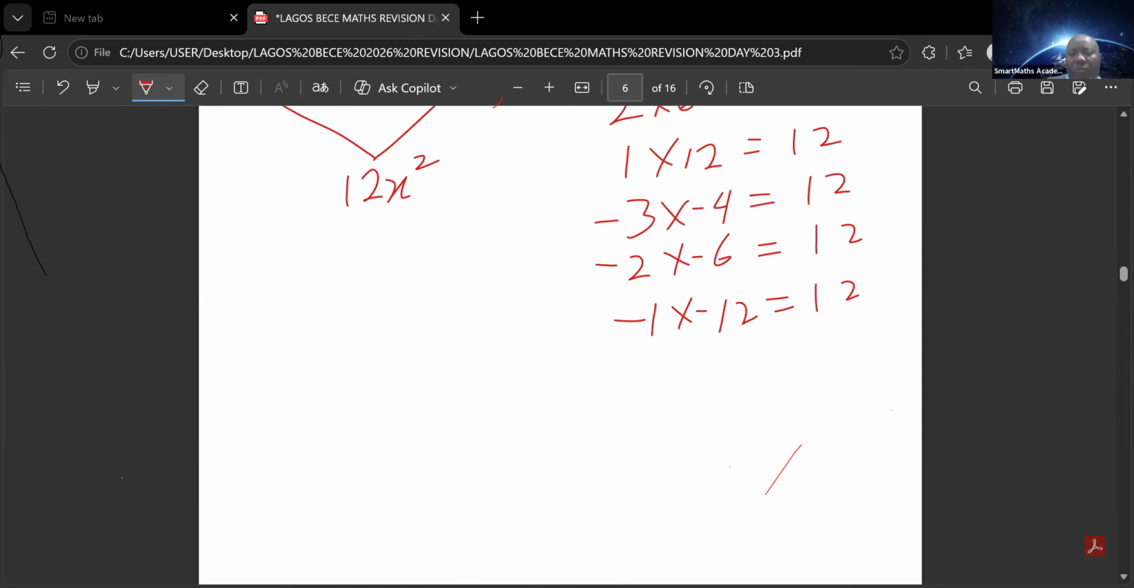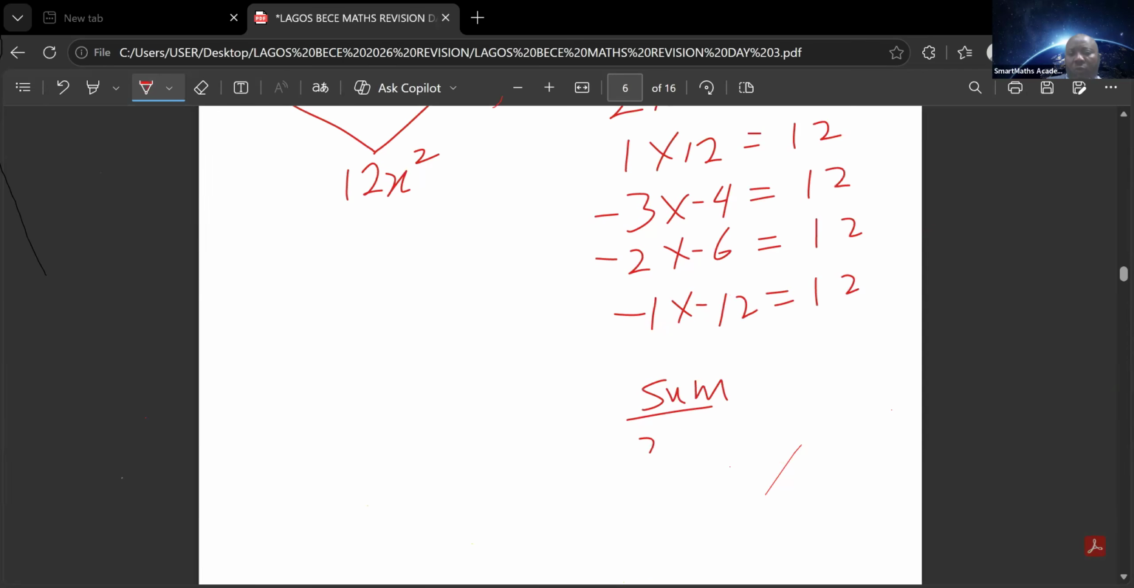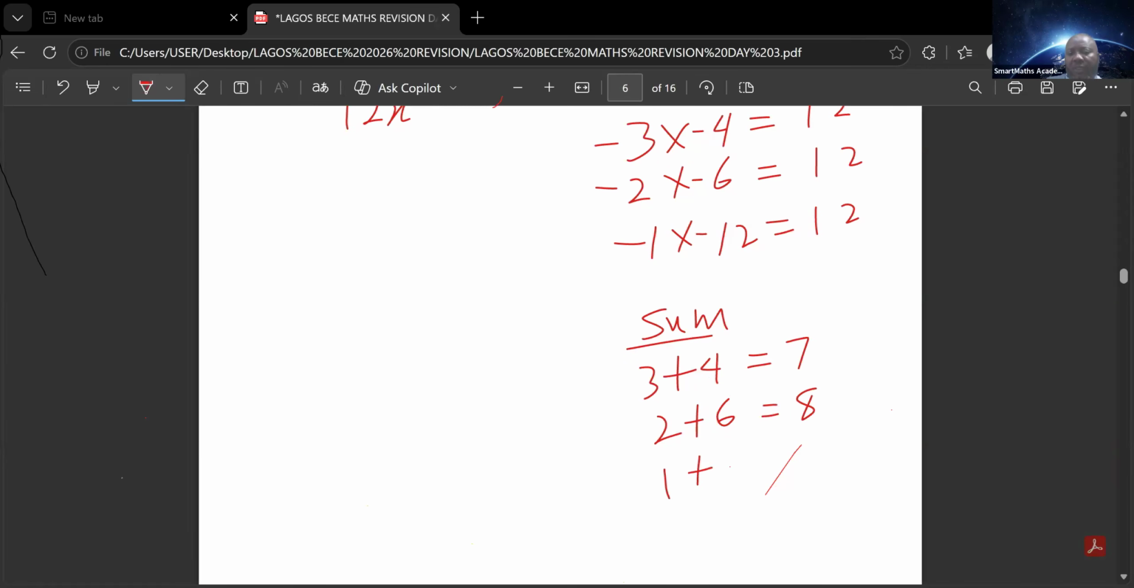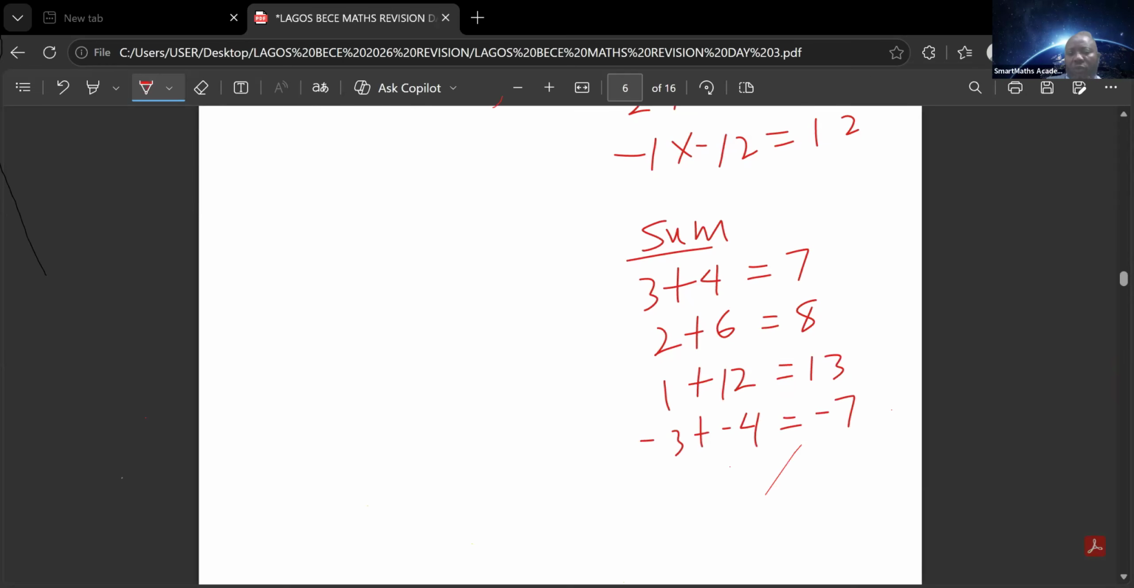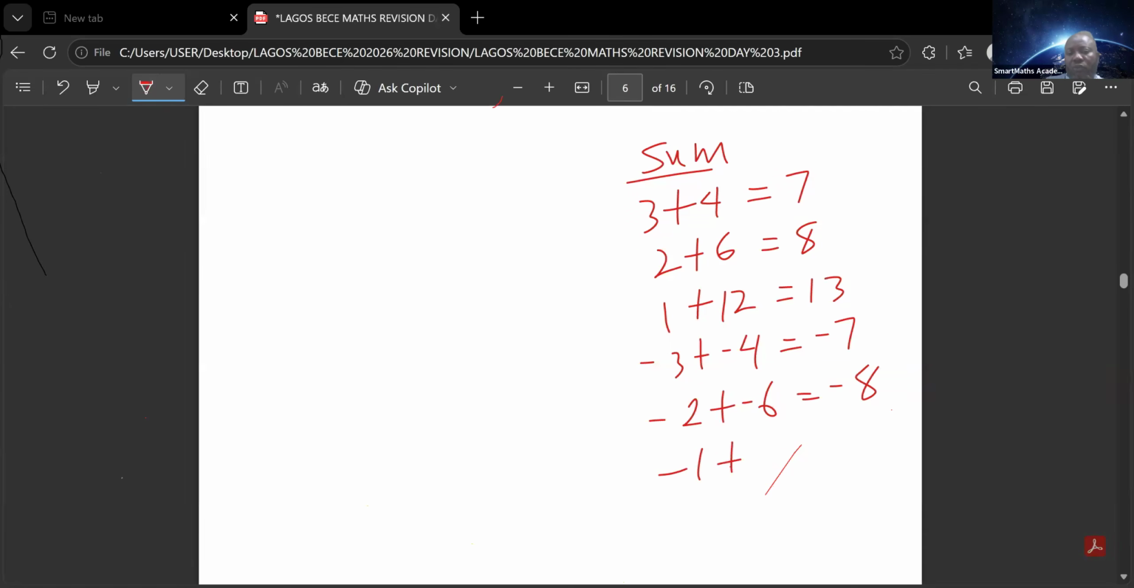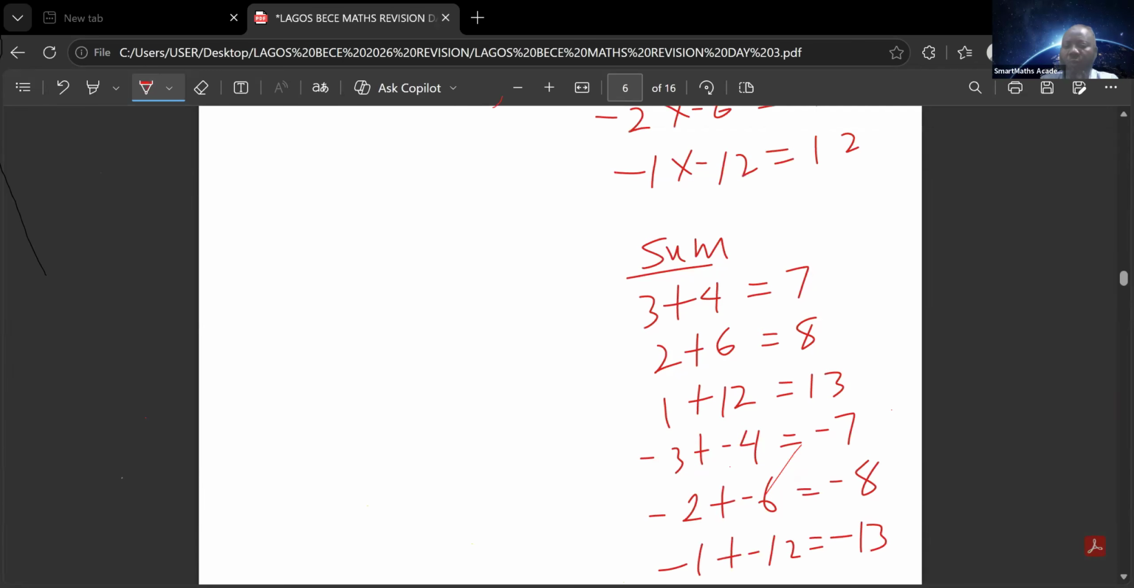Let's now look at their sum. We check for everything. That is 3 plus 4, which is 7. 2 plus 6 is 8. 1 plus 12 is 13. Then minus 3 plus minus 4 is minus 7. Minus 2 plus minus 6 is minus 8. Then minus 1 plus minus 12 is minus 13. I hope I'm making sense.